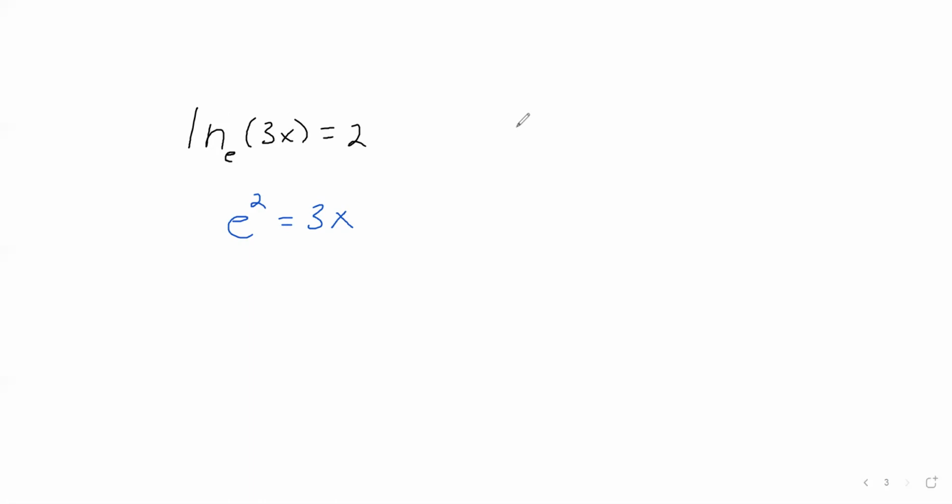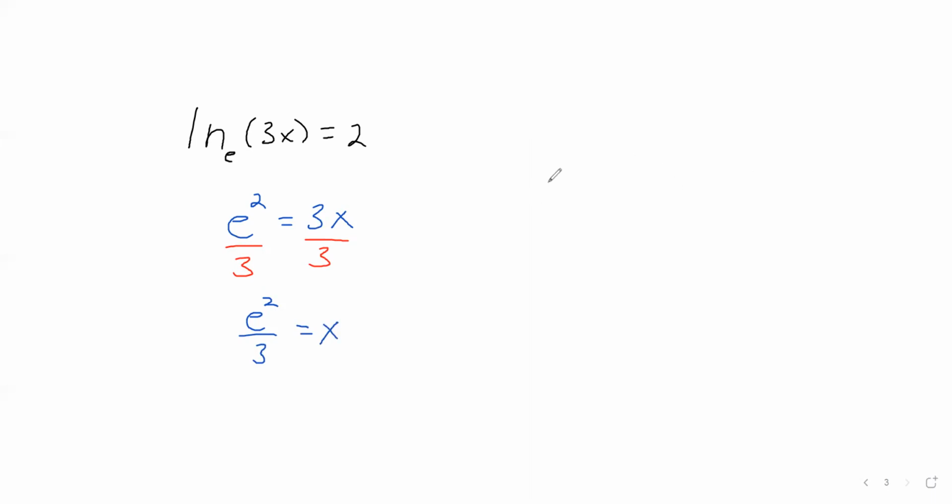Now, remember, e has a value, 2.71828, et cetera, et cetera. It's not important right now. We're looking for an exact answer. There's no context to this, so it's fine keeping it like this. I will solve, though, by dividing by 3. And it's just going to be that e squared over 3. And that's going to be my solution.